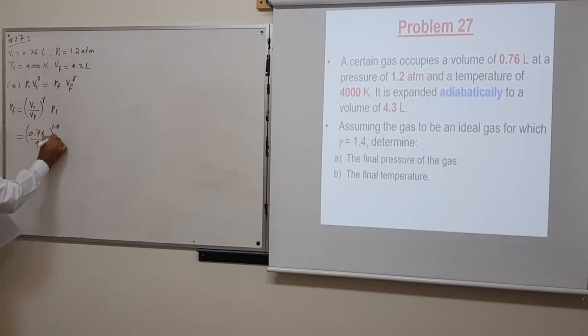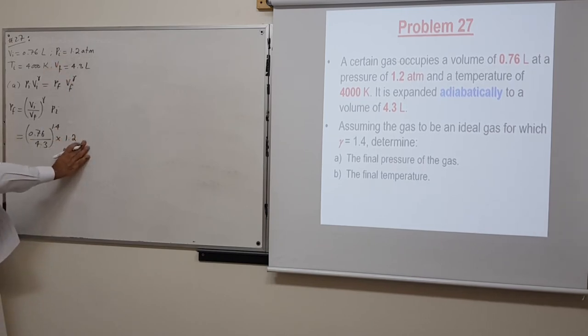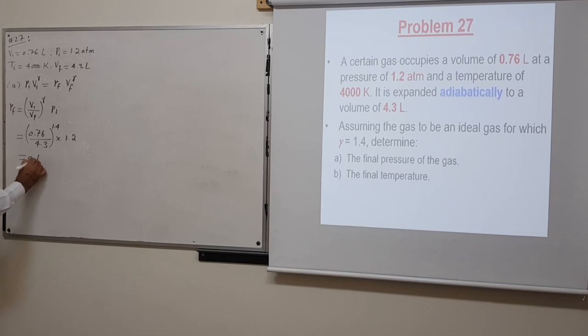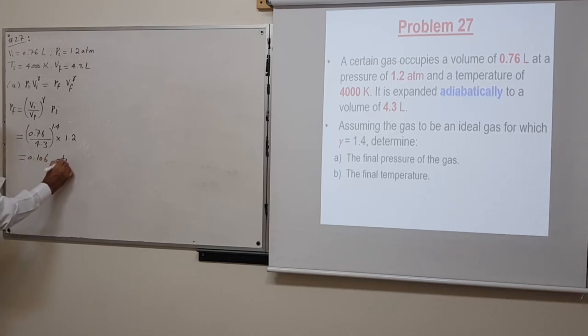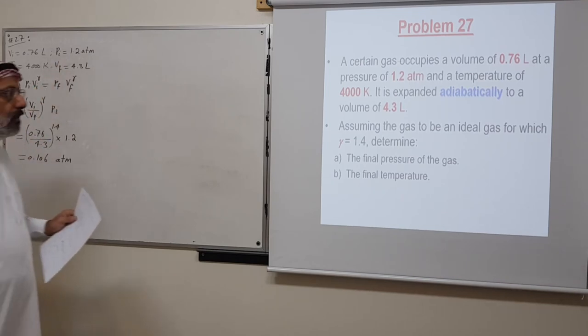Gamma is 1.4 multiplied by P initial, which is 1.2 atmospheres. If I keep it as atmospheres, I will get the answer in atmospheres. And doing so will give me 0.106 atmospheres. So there is a decrease of pressure because this is expansion.